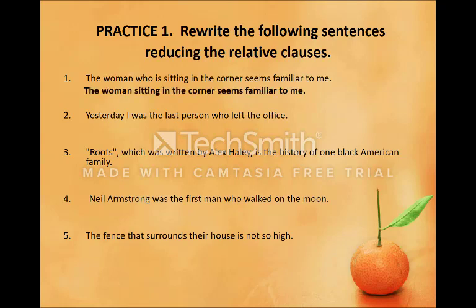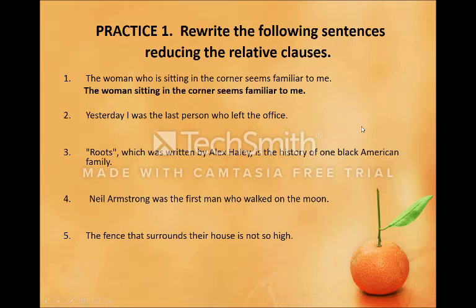The woman who is sitting in the corner seems familiar to me. So, look at the rules, remember the rules. This relative clause is in subject position and I see the verb to be here. So, the answer is the woman sitting in the corner seems familiar to me. So, you can omit the relative pronoun and you omit the verb to be. What about the second example?